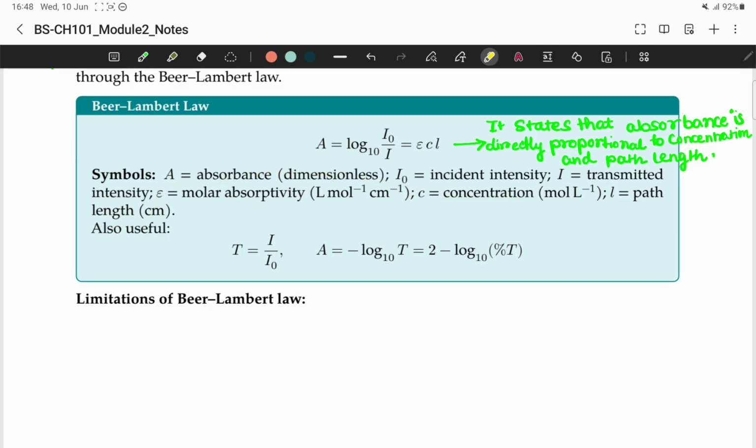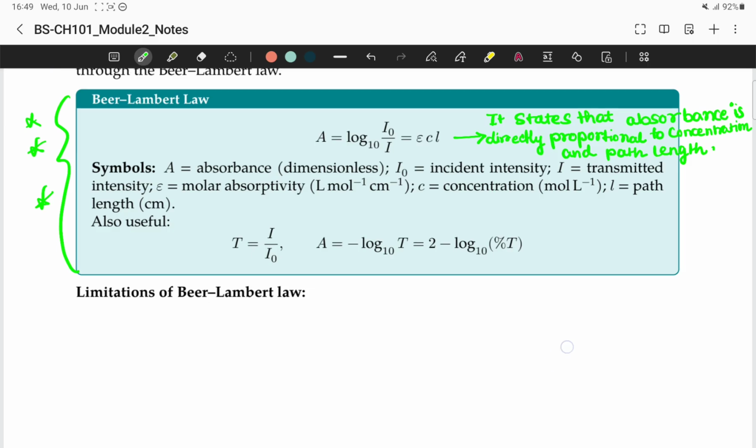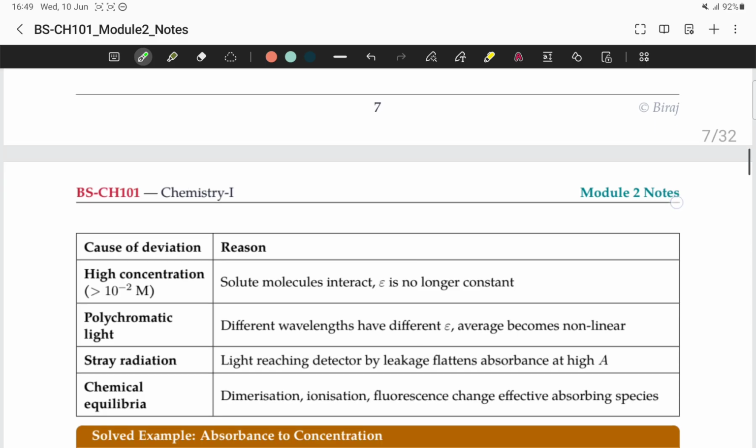Please guys, this is very important. Please remember the units. I don't know how many stars I should give. Beer-Lambert law is somewhat a game of units. So try to remember the units, which I have mentioned over here. After completing this, I will go through the limitations of Beer-Lambert law.